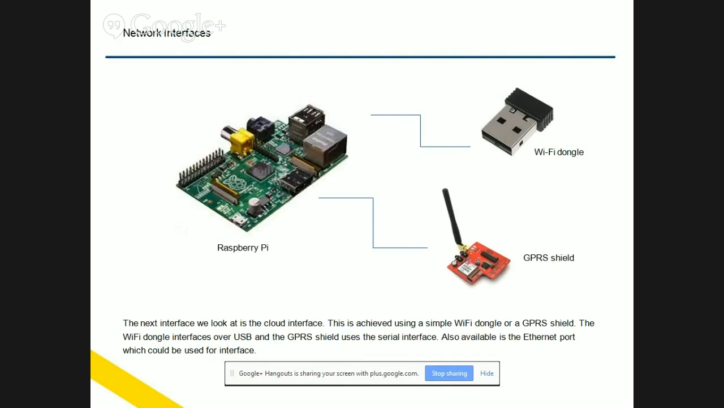So the next interface we look at is the cloud interface. This is achieved using a simple Wi-Fi dongle or a GPRS shield. The Wi-Fi dongle interfaces over USB, and the GPRS shield uses the serial interface. Also available is the Ethernet port, which could be used for the interface.